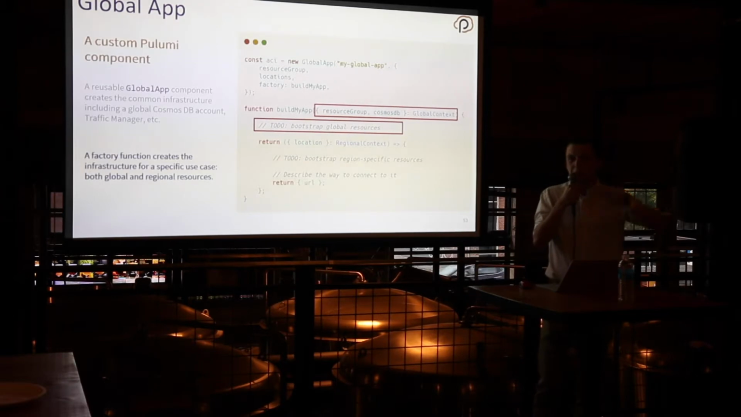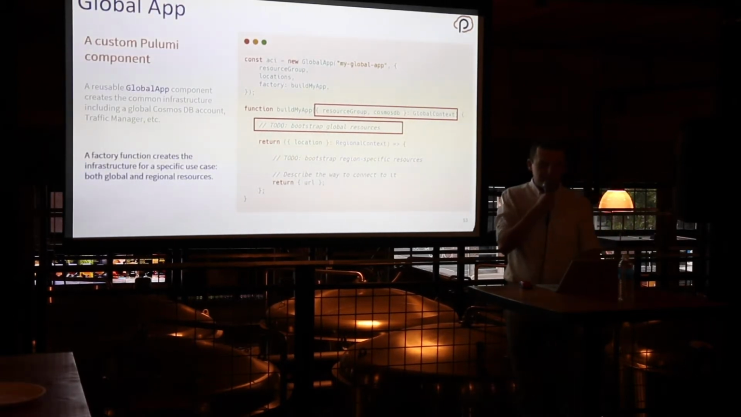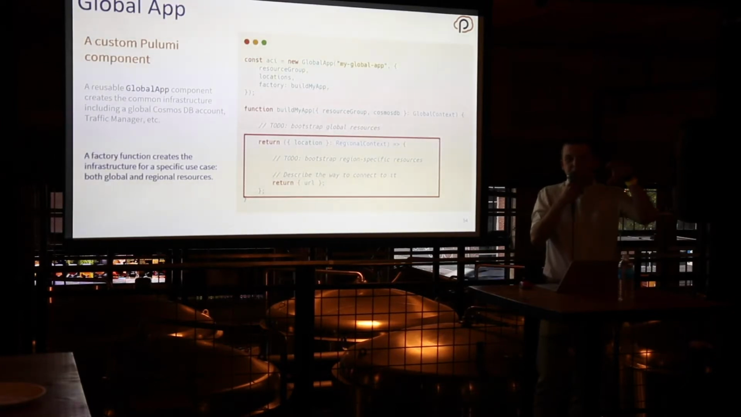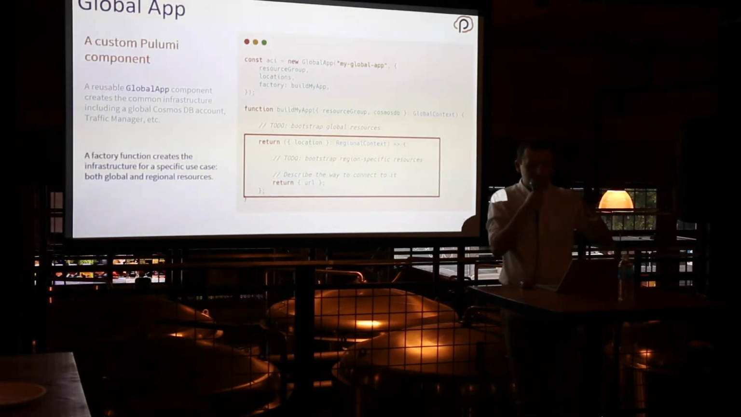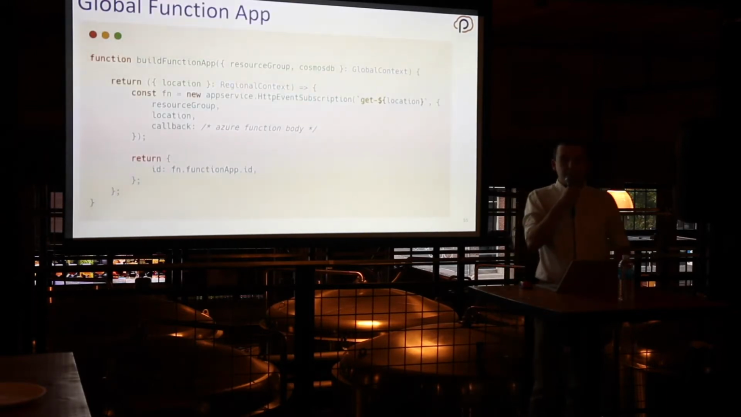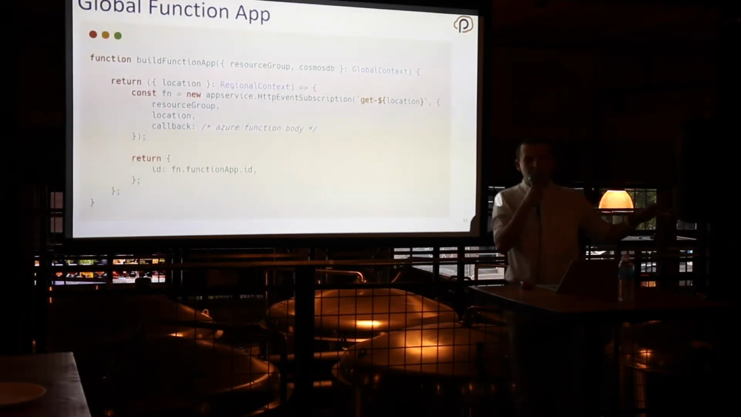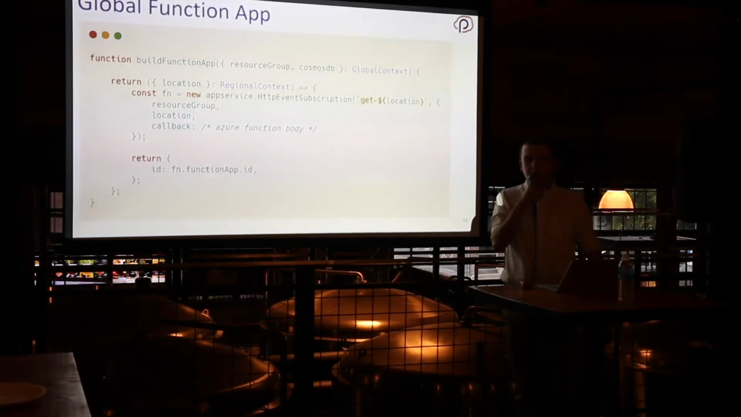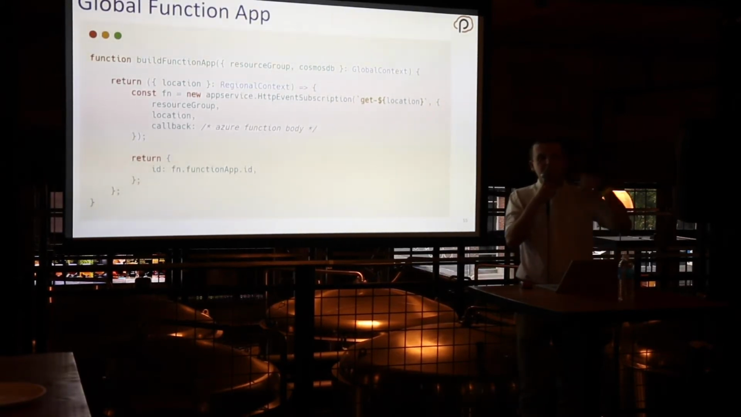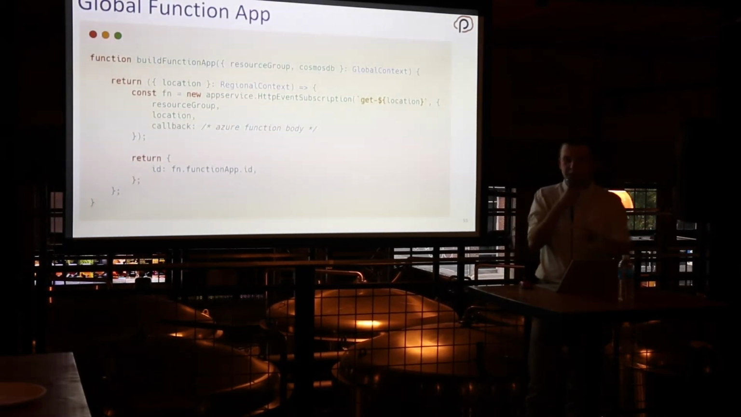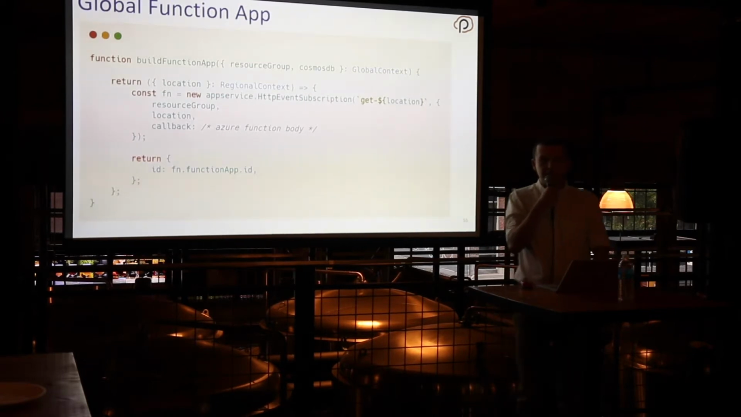The callback will do two things. It creates some global resources specific for the use case, and then for every region it creates a copy of infrastructure in that region. To explain, I'll give an example. For my function app use case, I don't need any global infrastructure. I just create a callback again, and it creates an HTTP event subscription. So instead of going through the loop myself, I delegate this to the component, and I just have a function which creates it in one location.